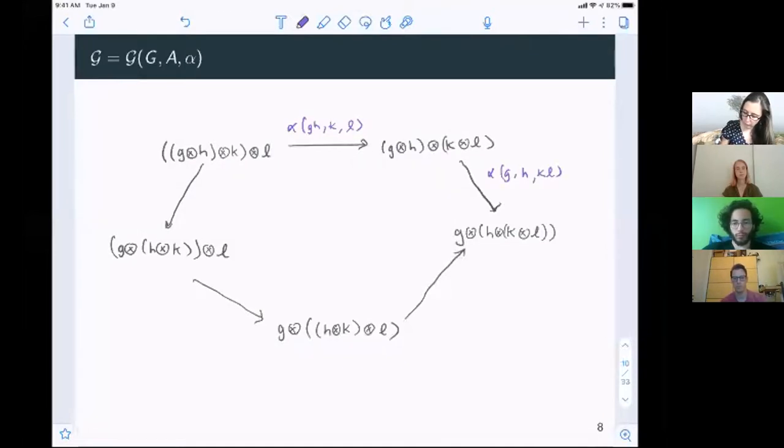Over here, we move inside these GH parentheses first. So this is alpha GHK. Then we fix the HK parentheses in the middle. And over here, we keep the G on the outside and switch what's happening in the HKL. So saying that this diagram commutes is actually identically equal to our cocycle condition. So we can think about these three cocycle conditions and this pentagon axiom associator condition as interchangeable.